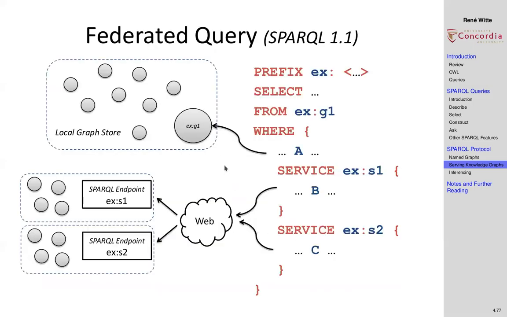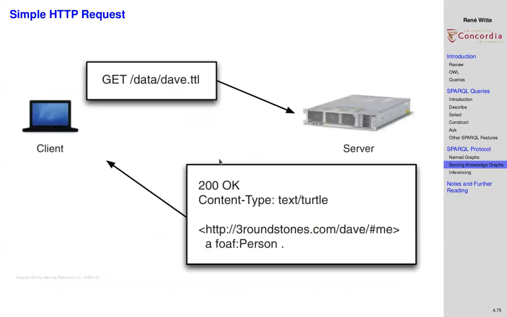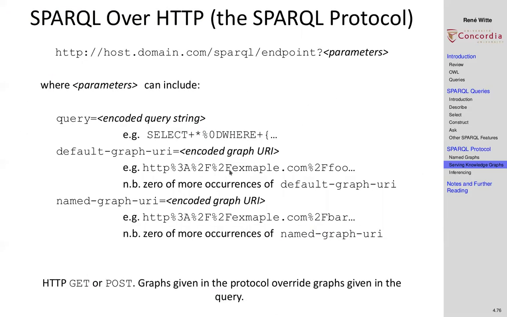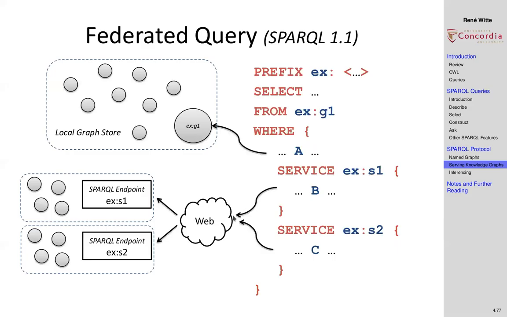What you can also do is combine multiple endpoints. This is different from querying named graphs, so don't get these two confused. With named graphs, we are querying one endpoint with a knowledge graph which has multiple named graphs inside. But now let's say you want to query multiple knowledge graphs that are on different servers. This is also possible since SPARQL 1.1, and it's called a federated query.